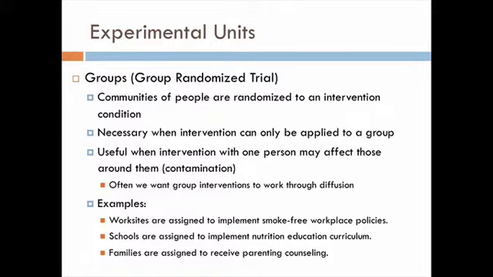So the point is that when we do RCTs where we randomize individuals, we do not want contamination. We do not want the treatment that one person is assigned to be affecting another person who's in our study. When groups are our unit of randomization, our experimental units, we want that contamination. We want our interventions to work through diffusion of information and excitement and getting everyone on board and sort of lockstep behavior change. So again, some examples of when we would assign groups as our experimental units. Say we want to know about different smoke-free workplace policies, right?